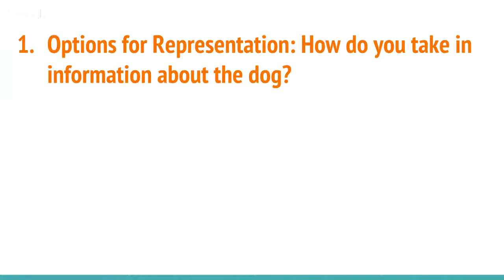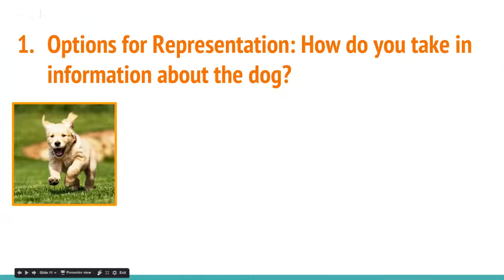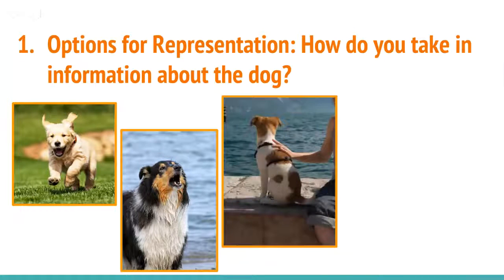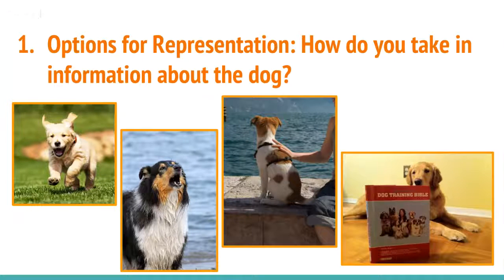In order to talk through each of these types of options, we're going to use an example of meeting a dog for the very first time. So imagine that this is your first encounter with a dog. A few options for representation. You might want to watch the dog run around. You might want to listen to the dog bark. You might want to pet the dog's fur. Or you might want to read a book about dogs to learn more information about it.